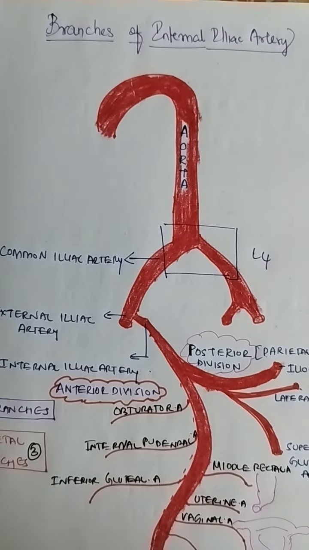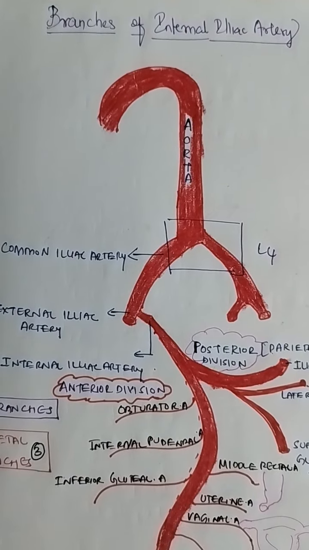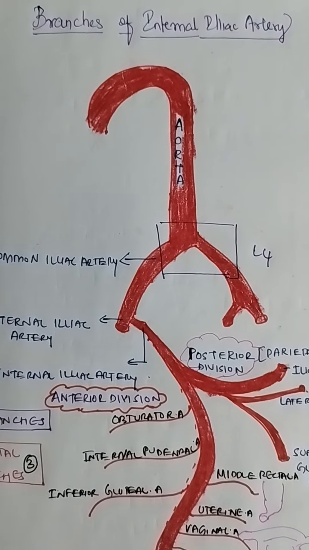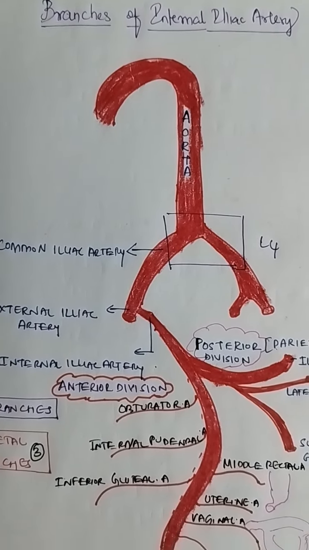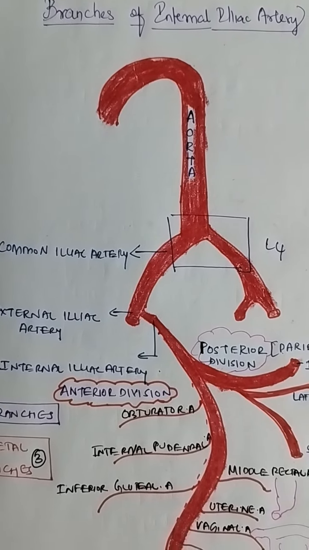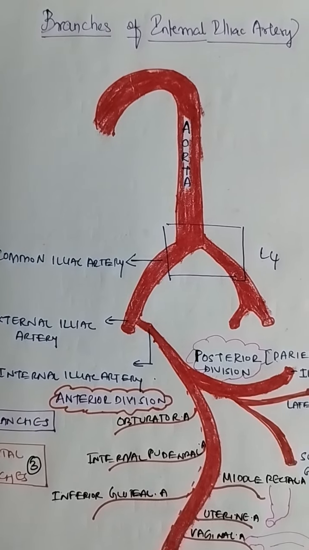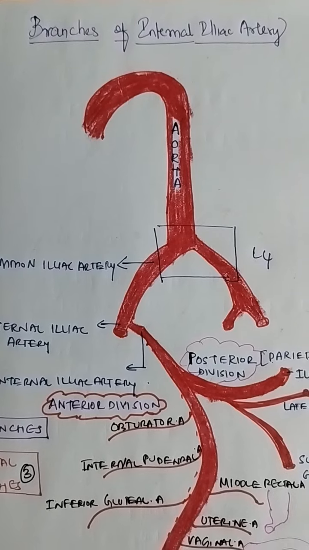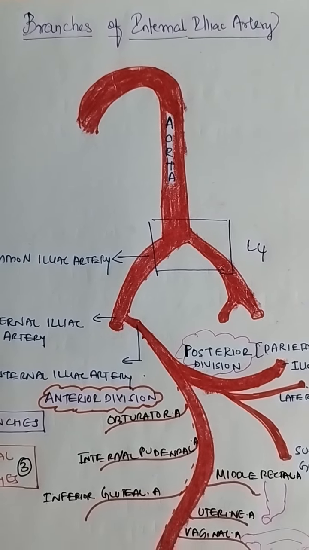Hello everyone. Today we are going to look at the branches of the internal iliac artery. The aorta has three parts. The first part is the ascending aorta, followed by the arch of the aorta and the descending aorta. This descending aorta continues as the abdominal aorta.